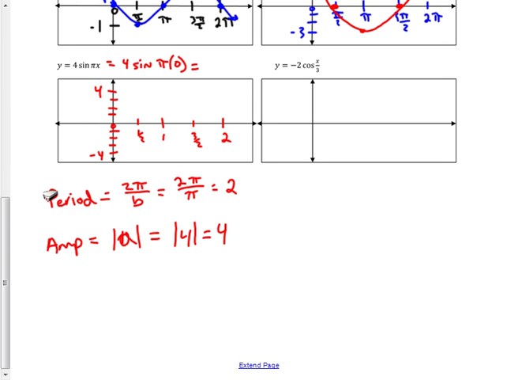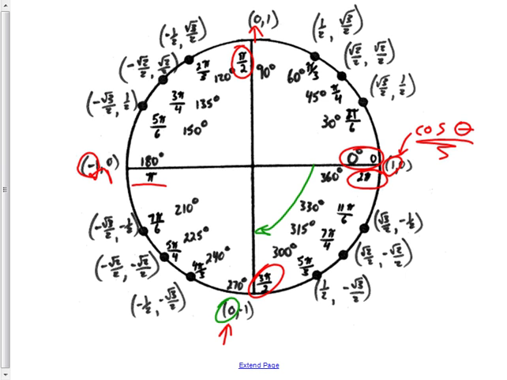Sine of 0 is 0. 4 times 0 is 0. So I'm down here at the origin. And sine of 0, again, can come from our unit circle. Here's a quick shot at that. The sine value is right here. Sine of 0 is 0.